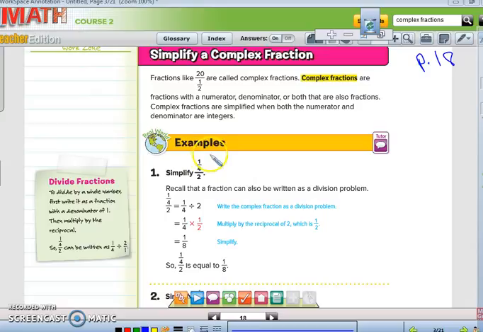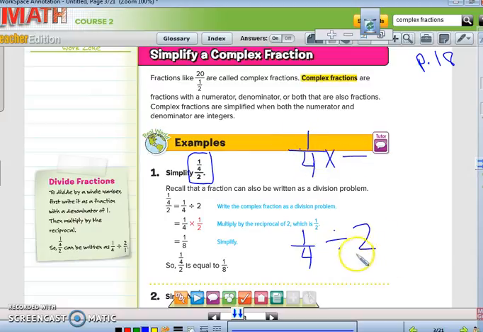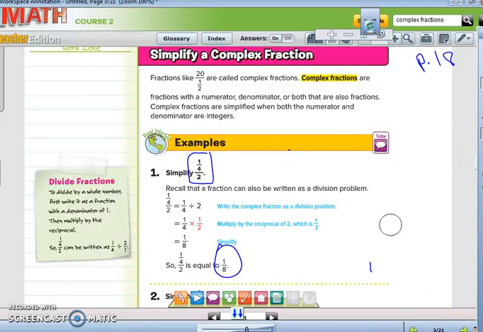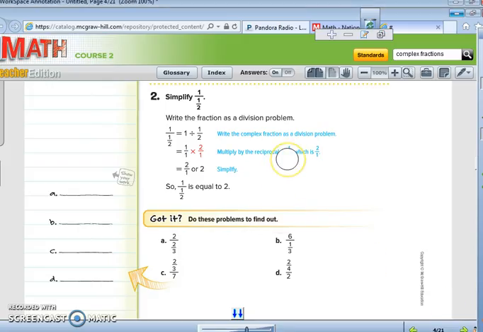So on example 1, the numerator is 1/4, the denominator is 2, so this literally means 1/4 divided by 2. When I use my rule, keep, change, and then I know this is actually 2 over 1, so it becomes 1/2. When I multiply, I get 1/8. Okay, very simple. I'm going to go ahead and erase this, and then we'll look at the next one.